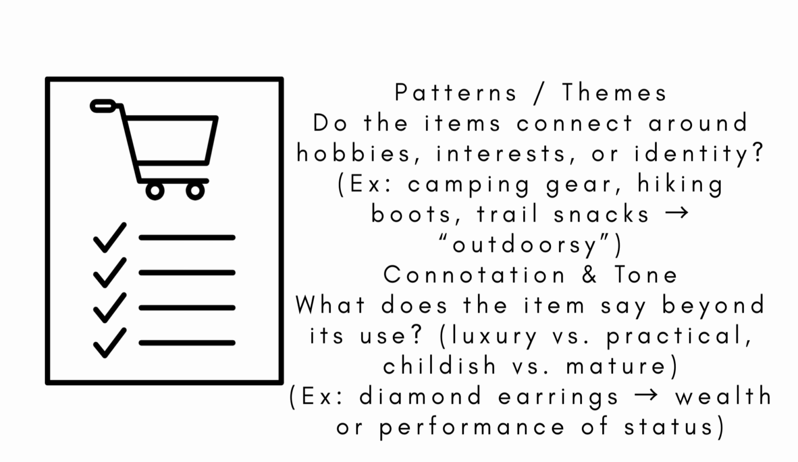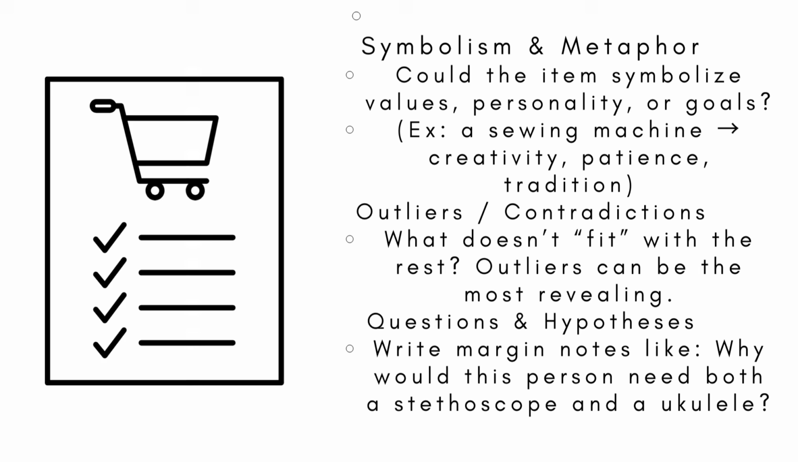A couple of other things to consider when we annotate. Symbolism and metaphor: could the item symbolize values, personality, or goals? So let's say someone has a sewing machine on their list. I can assume that they're creative, patient, traditional, kind of old school, age-old owl type of kid, right?